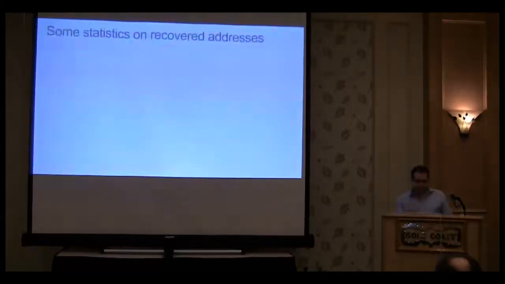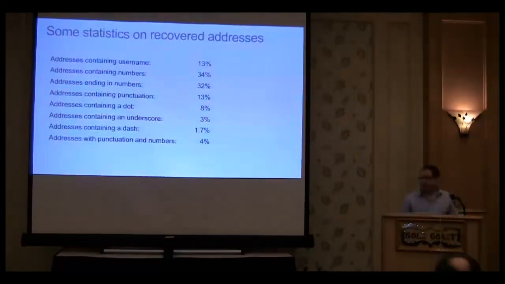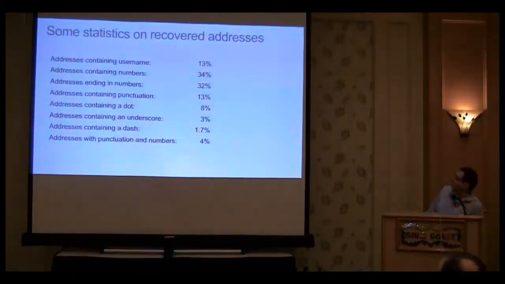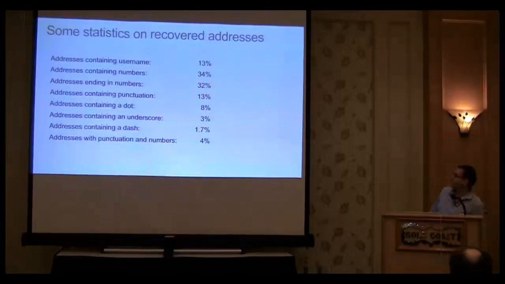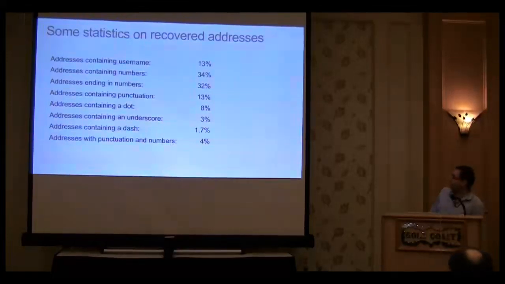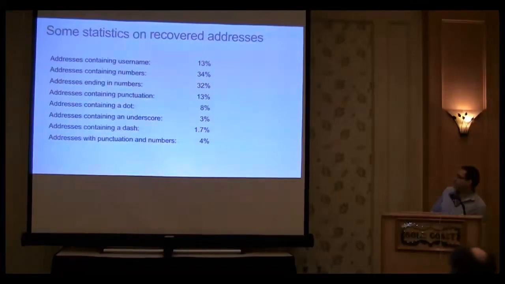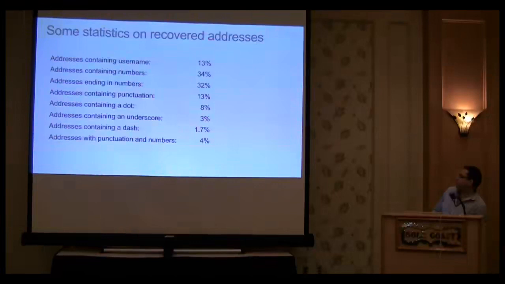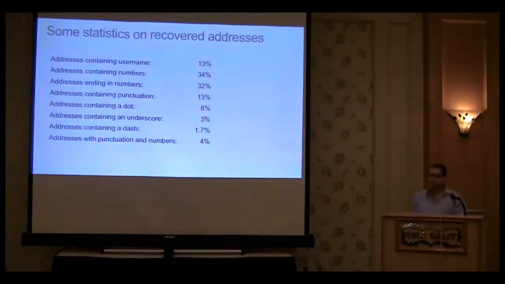A few statistics to finish. 13% of the recovered addresses contain the username of the person. 34% contain a number, and 32% have the number at the end. 13% contain punctuation, that's a dot, underscore, or dash: 8% dot, 3% underscore, 1.7% dash, and only 4% have both numbers and punctuation.